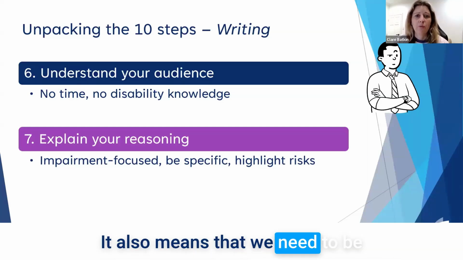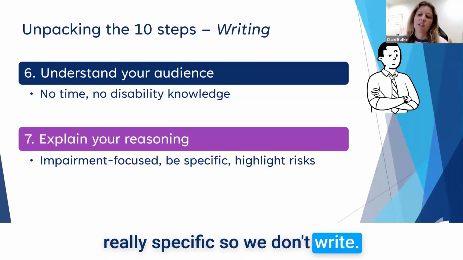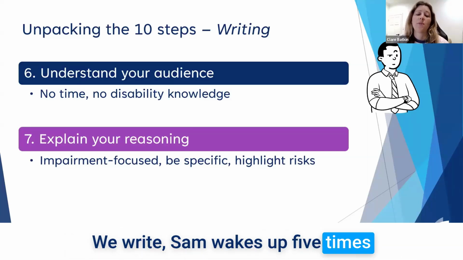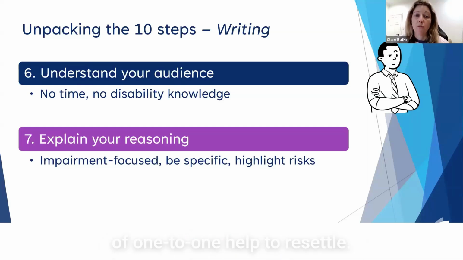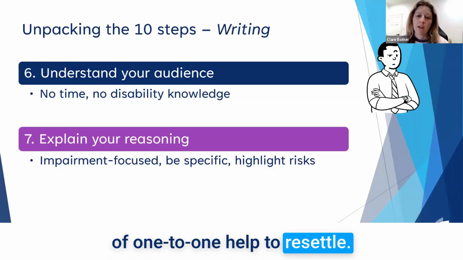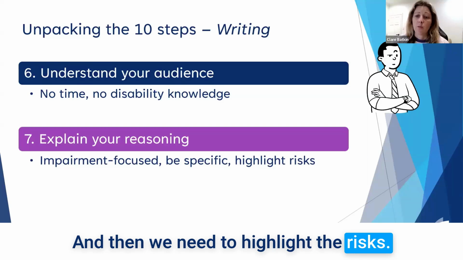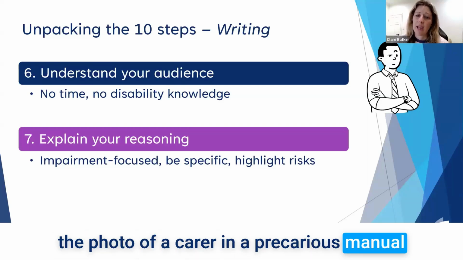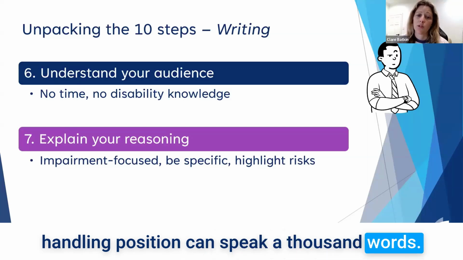It also means that we need to be really specific. So we don't write Sam wakes up multiple times per night. We write Sam wakes up 5 times each night, requiring 20 minutes of one-to-one help to resettle. And then we need to highlight the risks. So we can do this in writing, but sometimes a photo of a carer in a precarious manual handling position can speak 1,000 words.